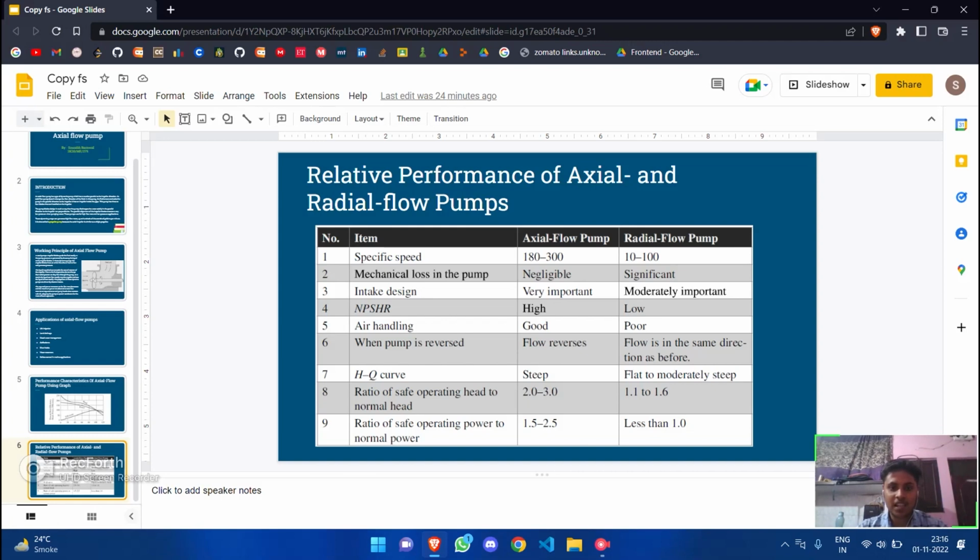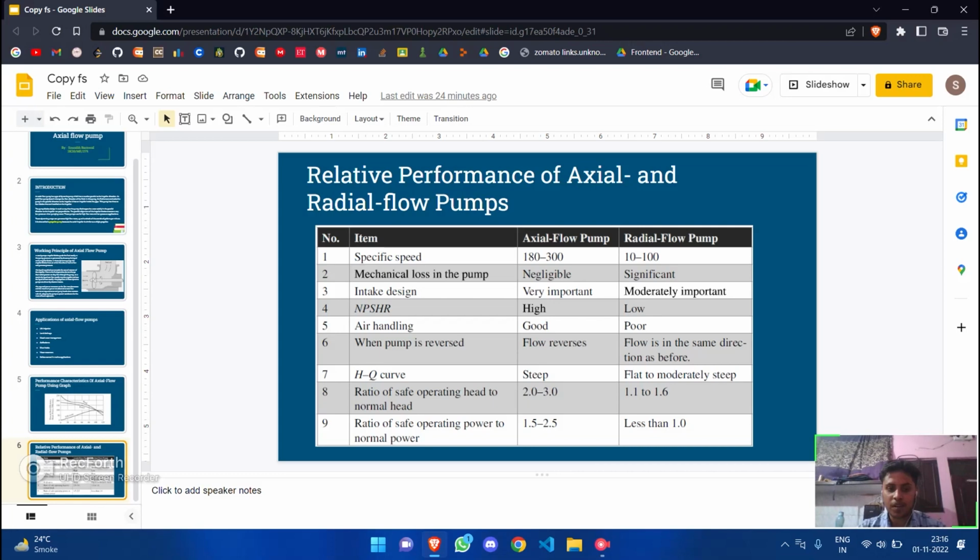I compare the performance of the axial and the radial flow pumps with a few characteristics. Specific speed: the specific speed of the axial flow pump is much greater than the radial flow pump. Mechanical loss in the pump is negligible in the axial flow pump, and significant in the radial flow pump. Intake design is very important in the axial flow pump and moderately important in the radial flow pump. Net positive suction head is high in the axial flow pump and low in the radial flow pump. Air handling is good in the axial flow pump and poor in the radial flow pump.